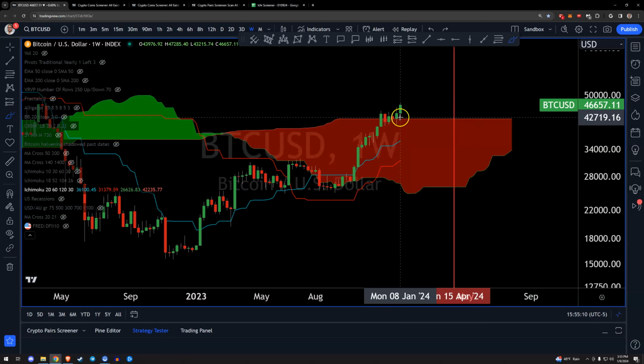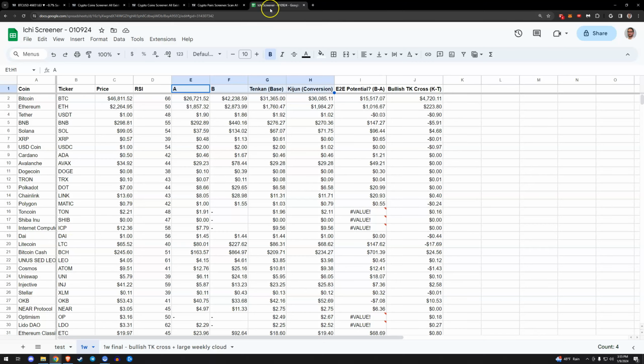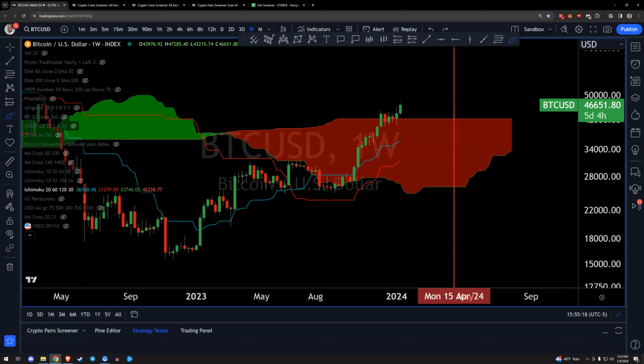If we're looking for the current data, we should see somewhere around 42.4 and 26.6 as far as the A and the B on the screener, 42.2, 26.7. Okay, close enough. So that's correct. And then the Tenkan and the Kijun, you can just spot check real quick.